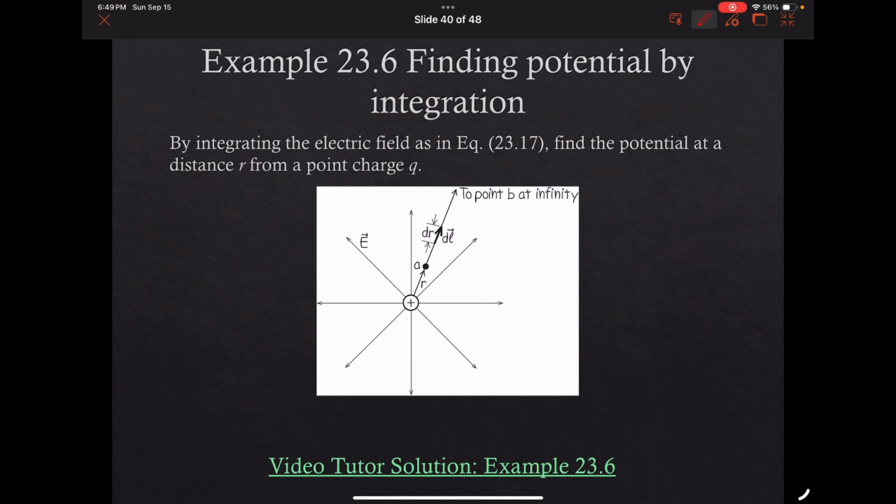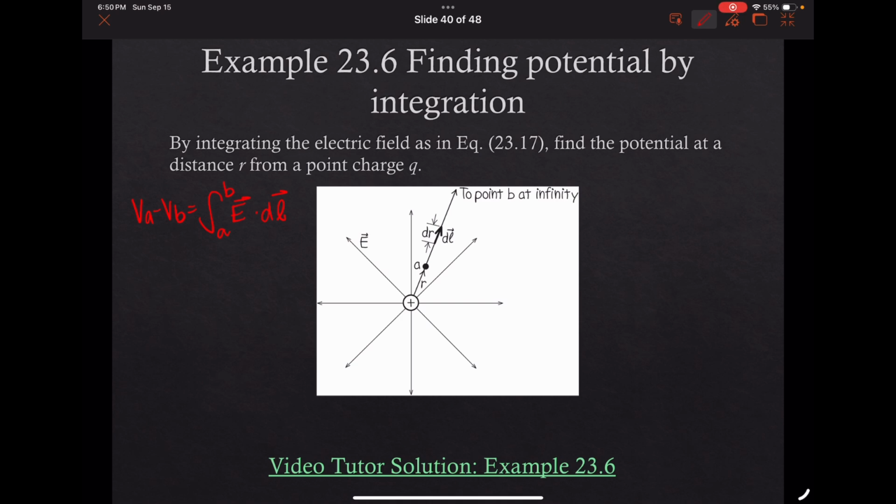And so this example I want to briefly do with you. It's really quite easy. It's just getting comfortable with the integral notation that we looked at earlier, right, in the way that we defined potential difference from point A to point B. So by integrating the electric field as in this equation, where we had VA minus VB equals the integral from A to B of E dot dL, okay? Let's find the potential VA minus VB using that integral, okay?